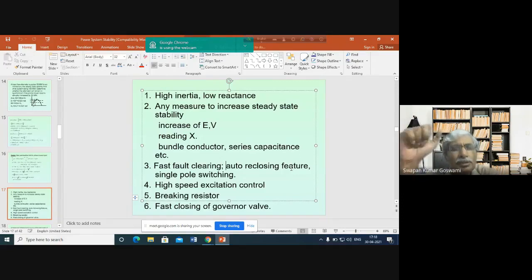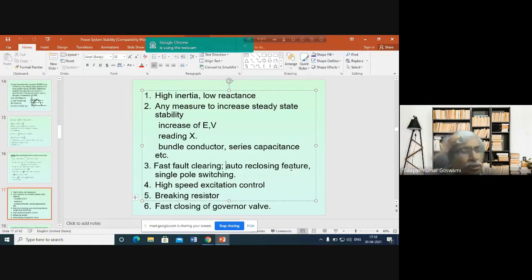Now, it may so happen that because of the deposition of dust particles on the surface of the porcelain insulator, the resistance between the conductor and the tower, which is finally grounded, the resistance between the conductor and the cross arm, because the cross arm is connected to the tower, will be reduced. Why? Because dust particles are deposited here and the tower is finally grounded.